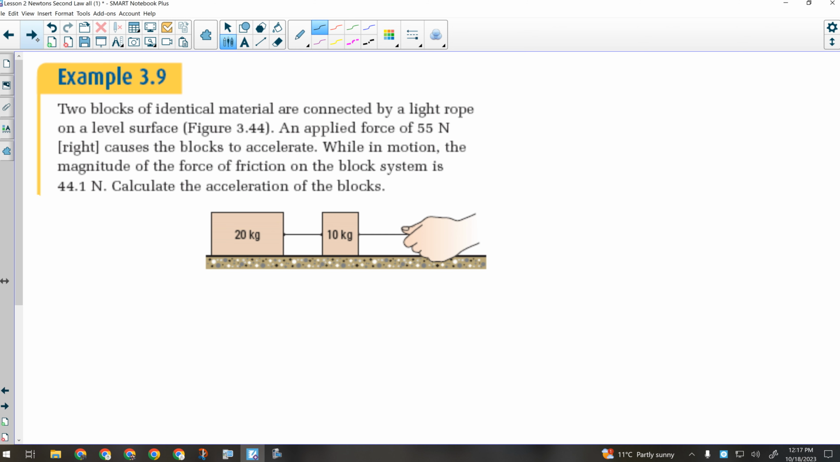So what I want you to do is copy this example down right now with the diagram, so we can walk through the forces involved in this system. This is where the identification of forces becomes really important, where it can start to get kind of involved.